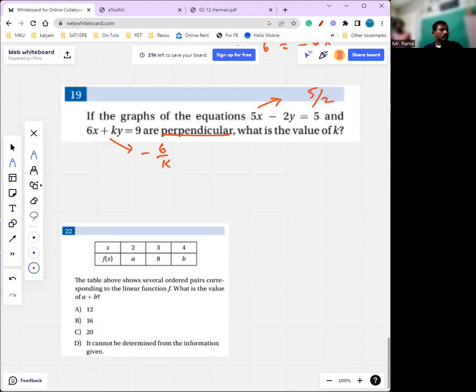So when we get these two slopes, one thing we know is they're negative reciprocals. That means when you multiply those two, you get negative one. Or you can set up negative reciprocals. If I write 5/2, the other one is the negative reciprocal: you flip it and change the sign. So that means it's going to be k/6. Did everybody understand how I wrote k/6? It's the opposite sign and then flip. And you just solve it. 2 goes into 6 three times, cross multiply, and it's 15 equals k. That's it. Done.